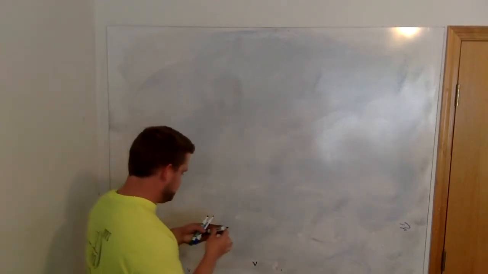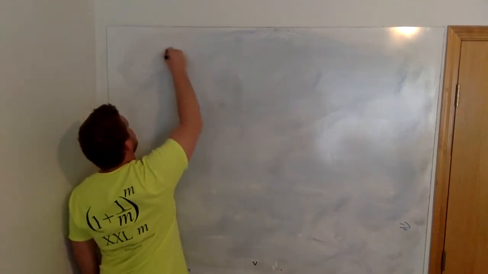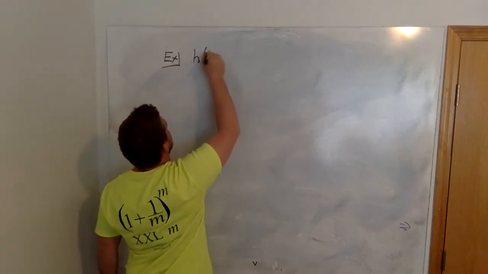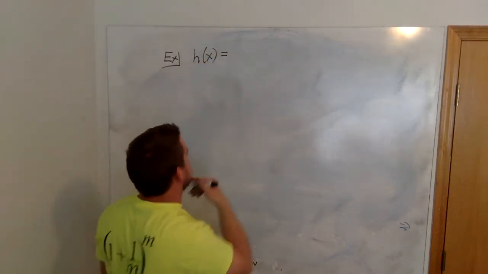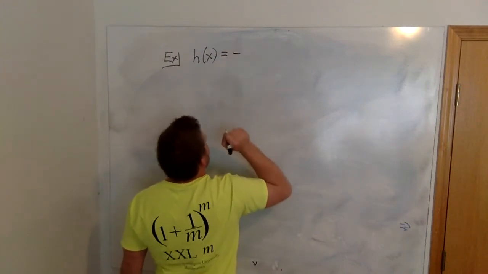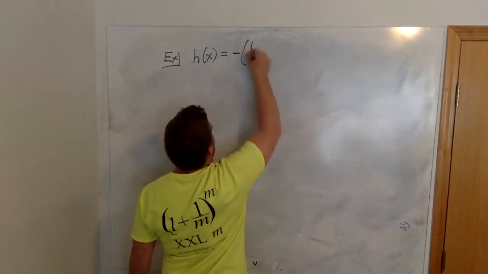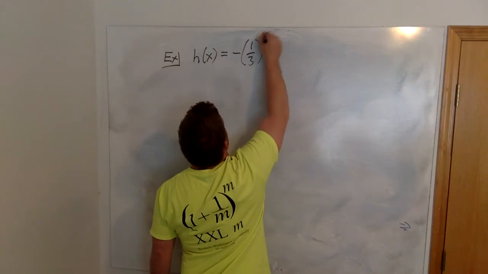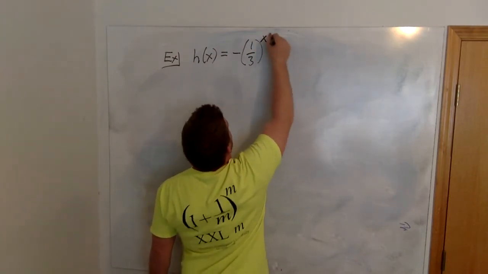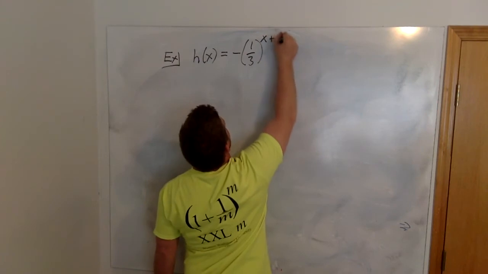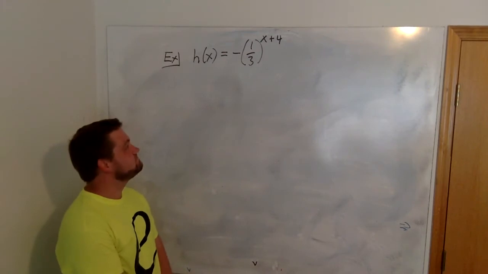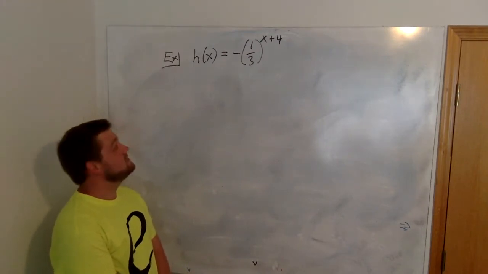Okay, let's say we have the function h of x, and let's say this one is equal to negative 1/3 to the x plus 4. Go ahead and pause the video and give this one a shot. Okay, let's go ahead and do this.